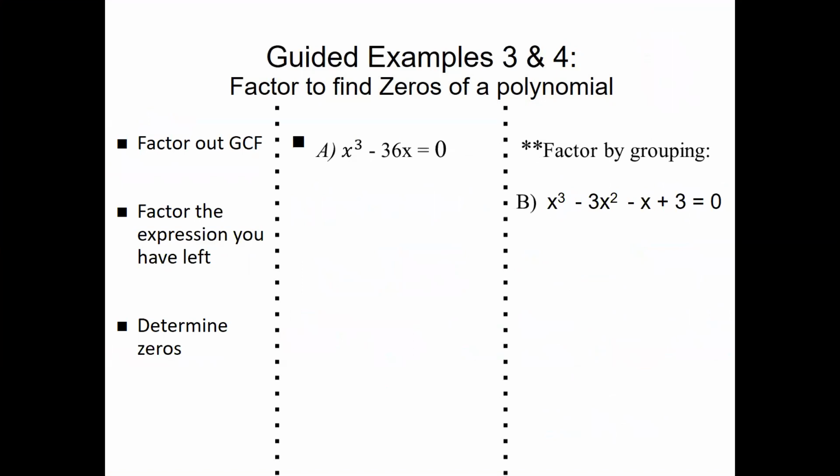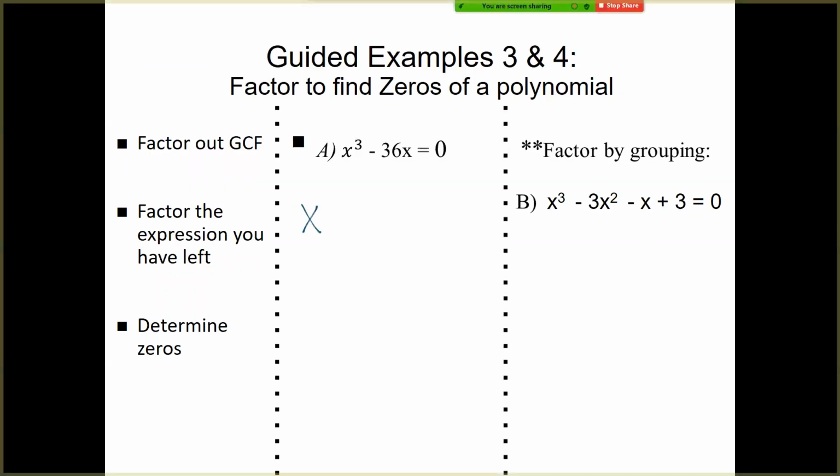Next two, looking at letter A in the middle, we have x to the third minus 36x equals 0. The first thing you always check for is the greatest common factor. Do we have a greatest common factor? Do they have anything in common? Yep, they both have x's in common, so our greatest common factor is just going to be x. That leaves me in my parentheses x squared minus 36.